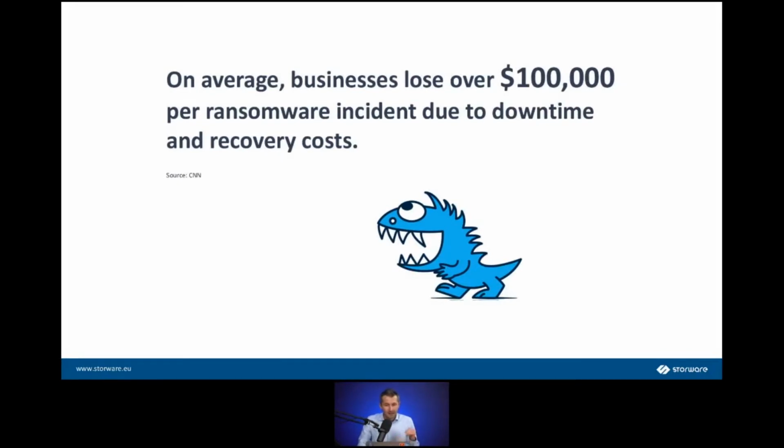Another statistic: on average, a business loses over $100,000 per ransomware incident due to the downtime and recovery costs. Because of ransomware, we think more not only about what happens if we have natural disasters like an earthquake or a flood, but what if on a daily basis we have an attack on tens of thousands of different laptops or desktops based on ransomware? Do we have procedures for coming back? And do we have the answers to it?